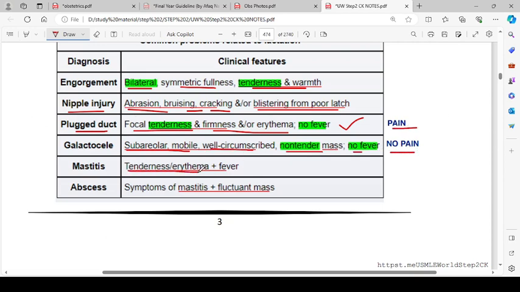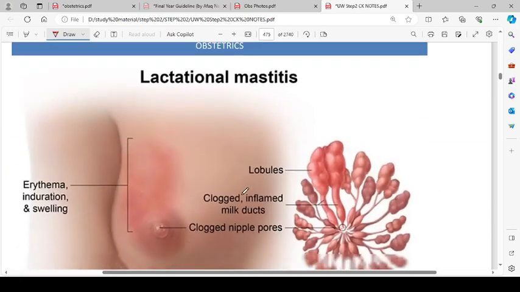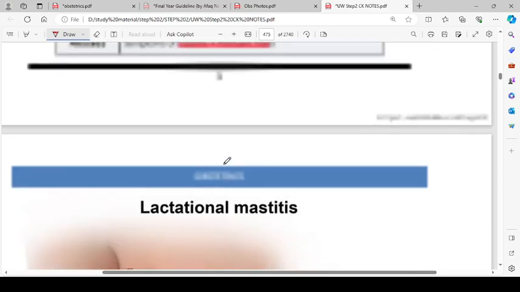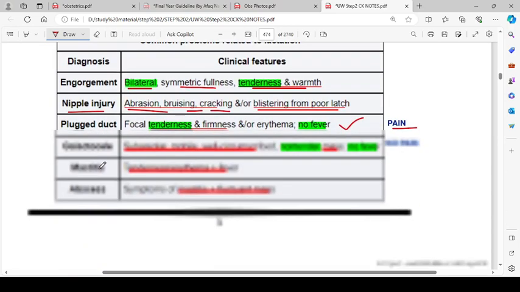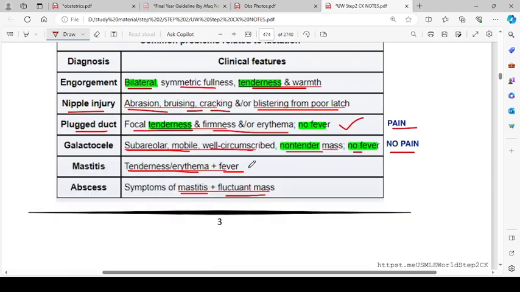Mastitis: tenderness and erythema with fever. Abscess: symptoms of mastitis and a fluctuant mass. What is lactational mastitis? In lactational mastitis, as we have already seen, there will be tenderness, erythema and fever.